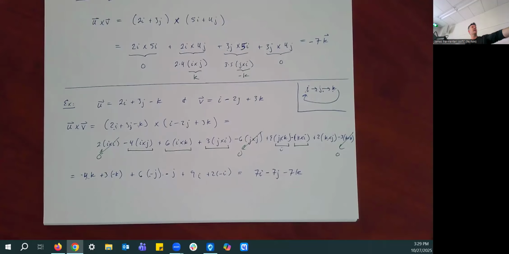So, fun fact, if I was trying to find a unit vector in the direction of the cross product, because often we do, instead of dividing this by the square root of 7 squared plus 7 squared plus 7 squared, I would first divide the whole thing by 7 and then divide my i minus j minus k by the square root of 1 squared plus 1 squared plus 1 squared to make it much easier to normalize that vector, if I was asked to.